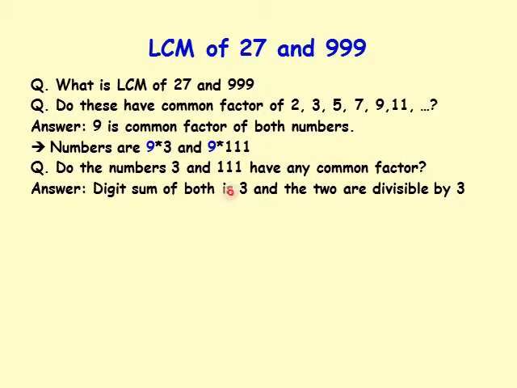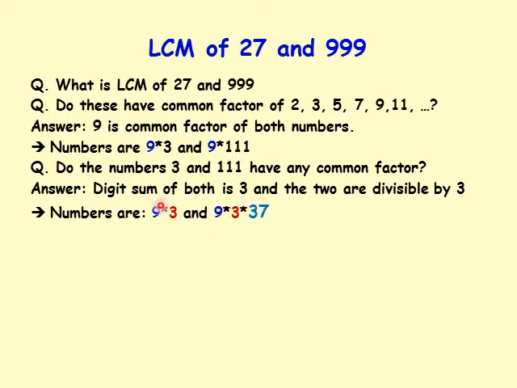Yes, the digit sum of both is 3. 3's digit sum is 3, and 1 plus 1 plus 1 is 3. They both are divisible by 3. Let's continue here. So the first number is 9 times 3, and the second number is 9 times 3 times 37.